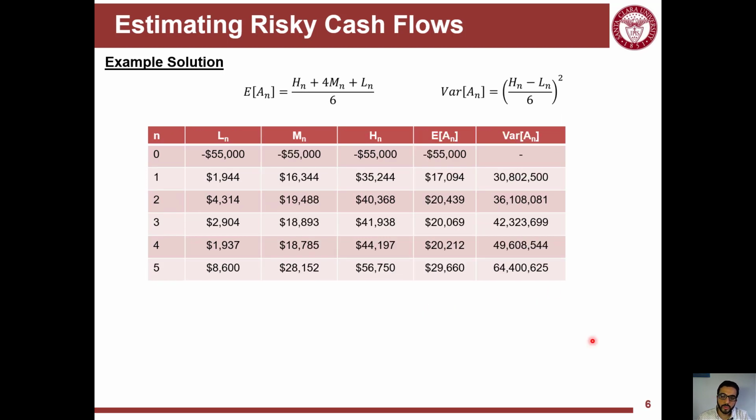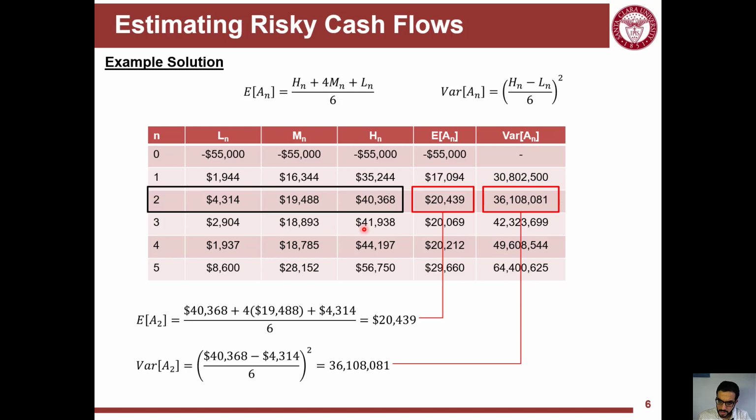So we will be basically applying these 2 formulas, the expected and the variance, for every cash flow in every year. So for example, in the second year, the expected will be low plus 4 times the median plus the high estimate, divided by 6, and that will give us this value, 20,439. And then the variance will be the difference between the high and the low divided by 6, to the power 2. Of course, this is dollar value, and this is dollar to the power 2. And we do that for all years in that project cash flow.